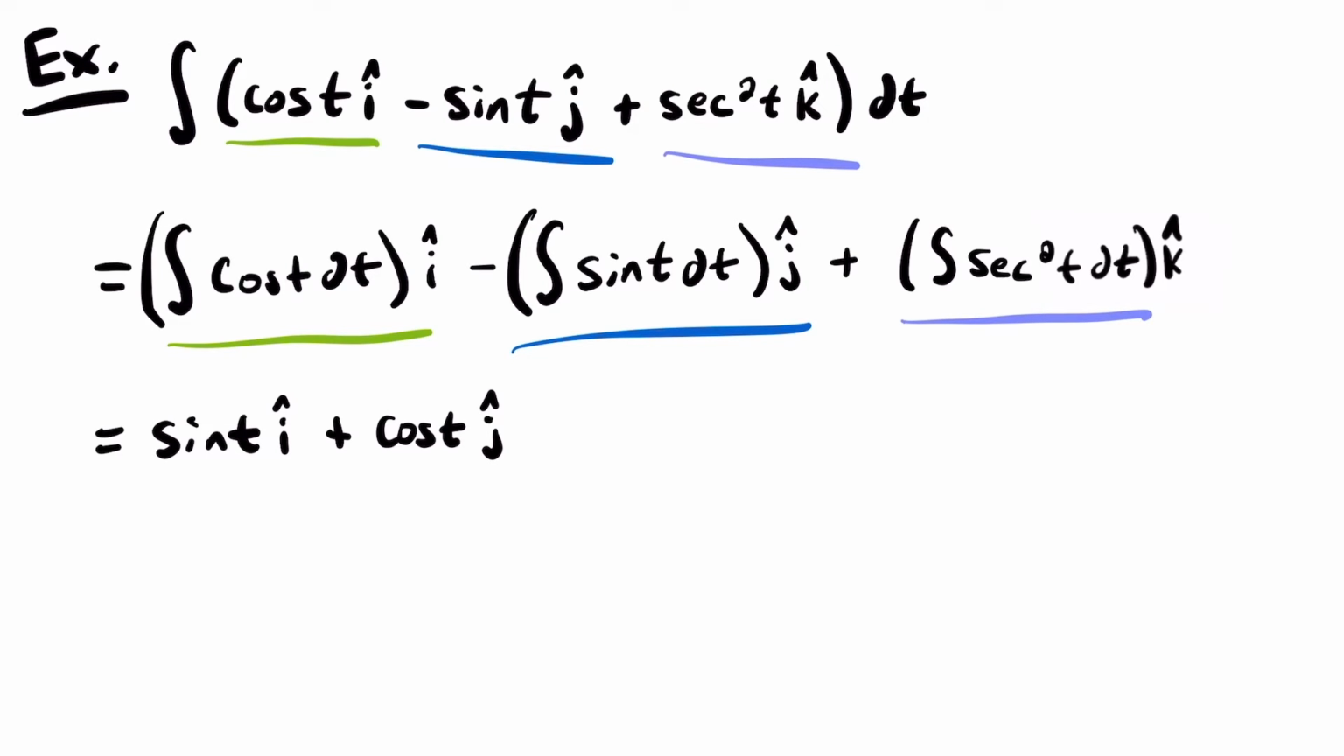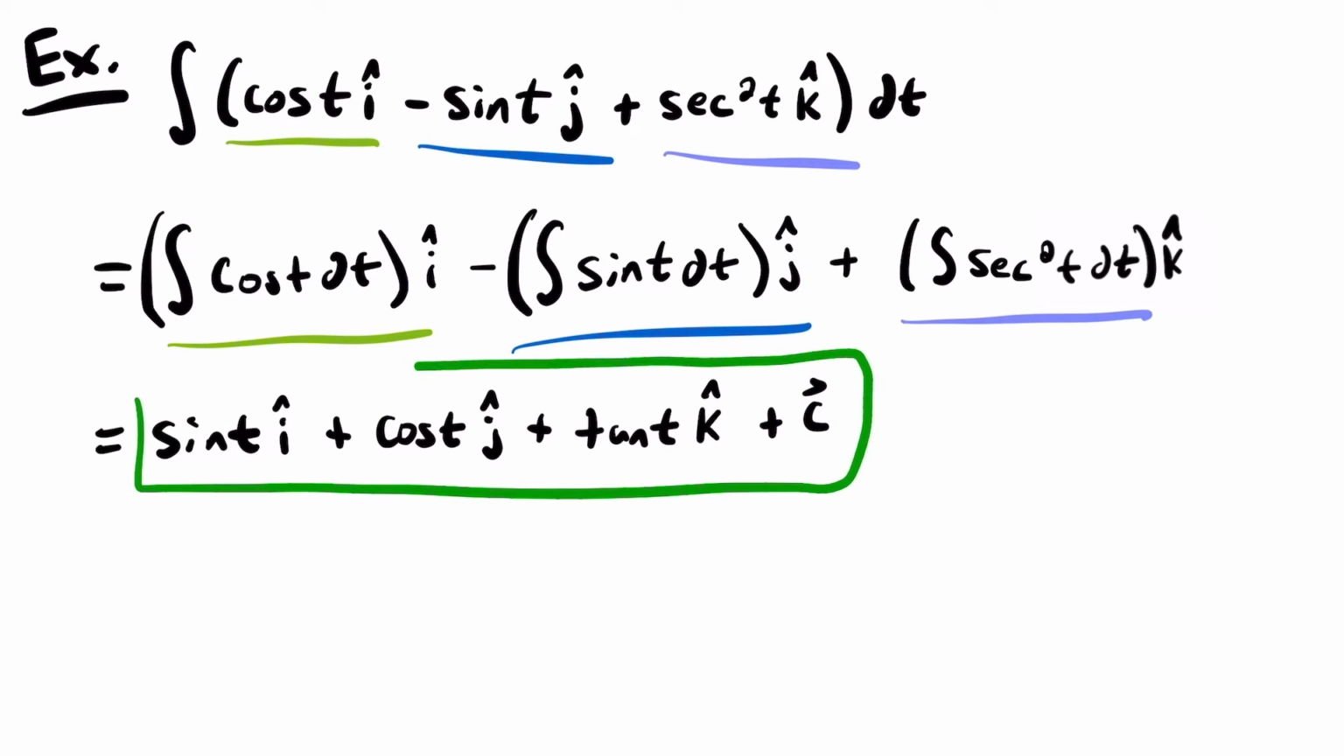All right, do not forget your negative signs for some of these trig rules. Remember that the integral of sine is negative cosine. All right, but then moving on to our last component, we have the integral of secant squared t. Remember that that is just tangent because the derivative of tangent is secant squared. All right, so we will have tangent t times k. And then once again, don't forget your vector constant of integration. I'm going to add plus vector c on the end of my answer there. And that's it. That would be the answer to this indefinite integral.